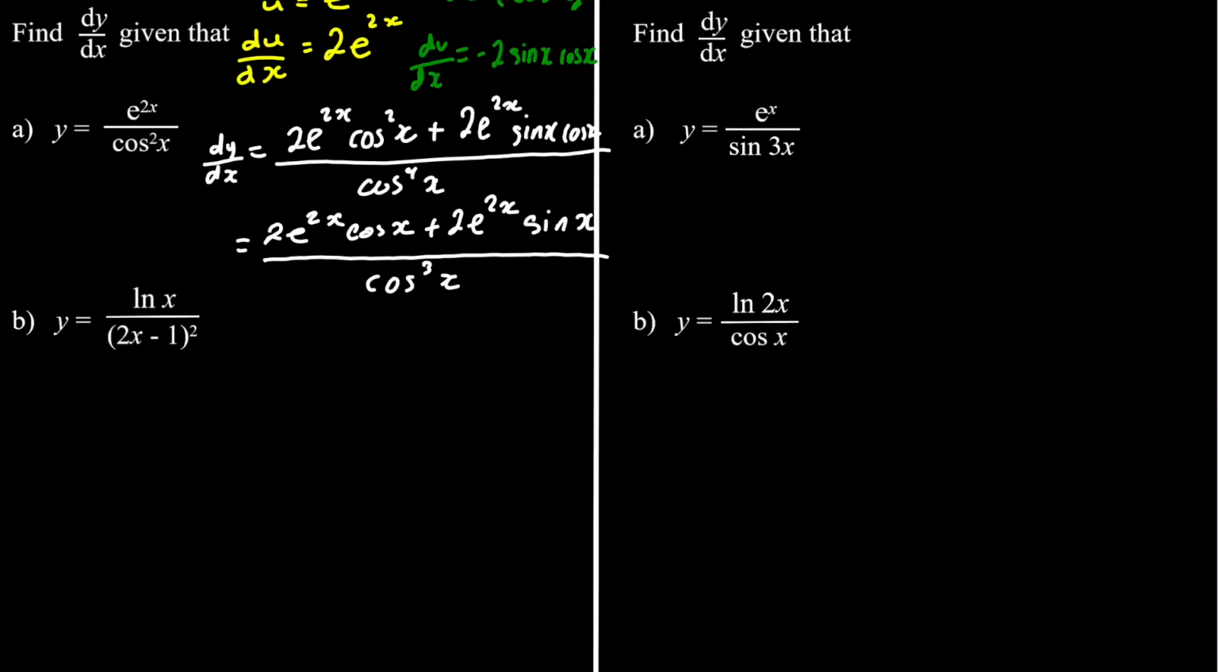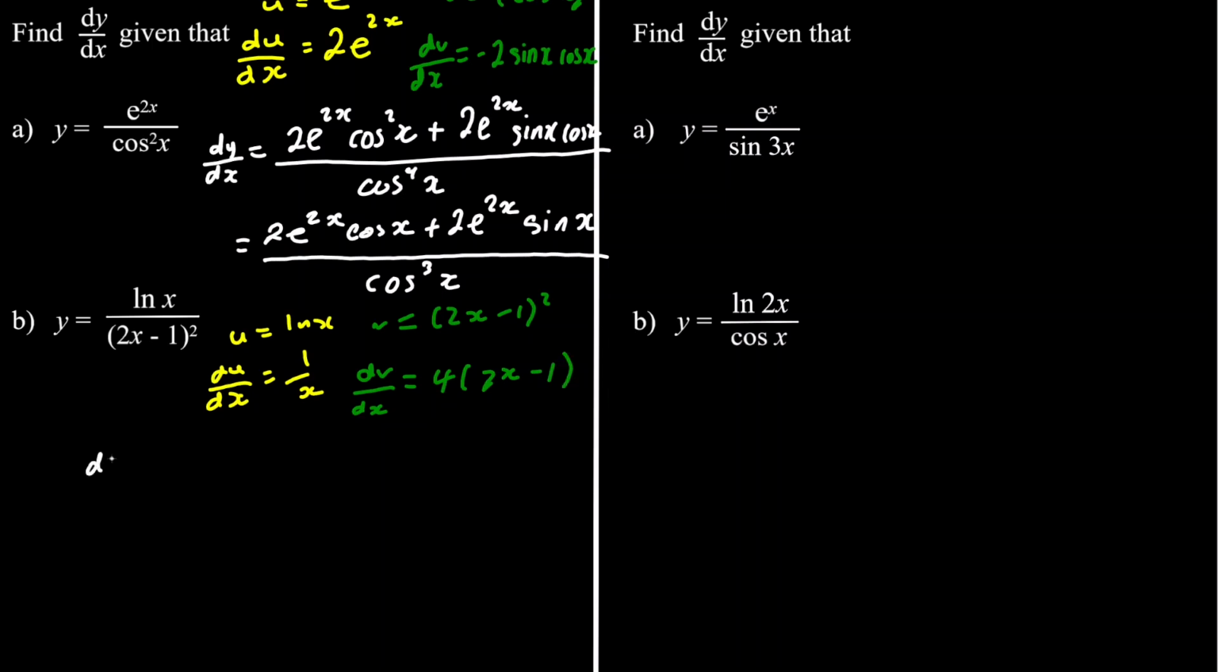Part B, u is log x. So du dx is 1 over x. V is 2x minus 1 squared. So dv dx times by the power, take 1 off the power, times the bracket differentiated, so times by 2, and then times by the bracket differentiated, which is 2 again. So it's going to be 4 times 2x minus 1.